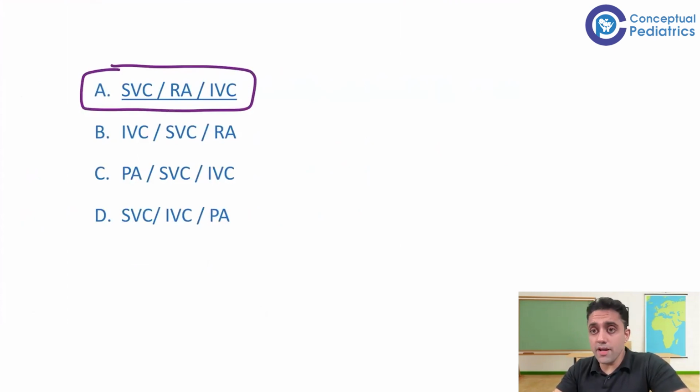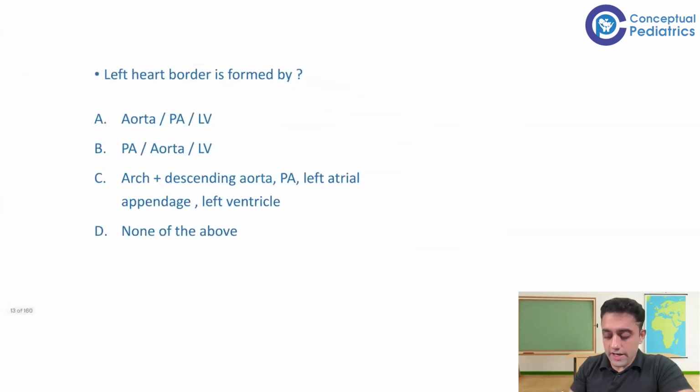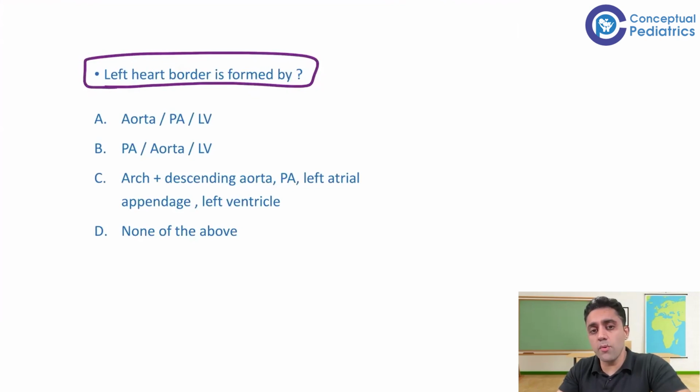So now two happy questions are over. What is precordium? It is the anterior chest wall overlying the heart. And what is the right heart border formed by? It is the superior vena cava, right atrium, and inferior vena cava. What about the left border? The right heart is done. Now who will tell me, the left heart border is formed by what?